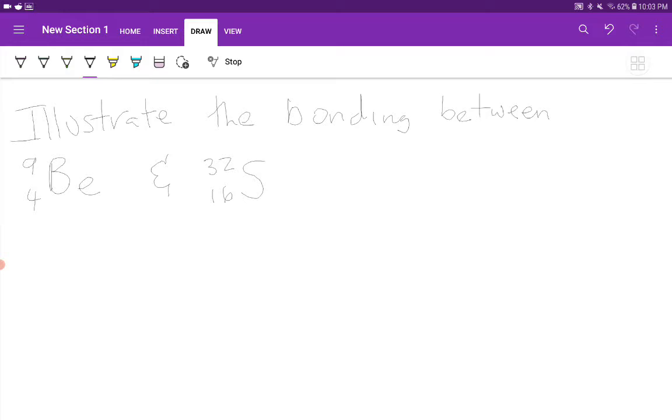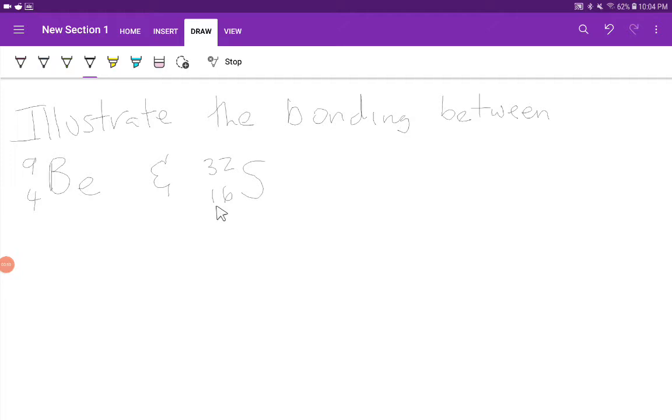Another example with you in terms of being able to illustrate the bonding between ionic compounds. We're going to look at illustrating the bonding between beryllium and sulfur. Now, as you progress and we start to look at not just ionic bonding, but covalent bonding, you need to know your periodic table, because if you're given a question where all they tell you is illustrate the bonding between these two elements, you're going to need to know which element is a metal and which element is a non-metal so that you can illustrate the correct type of bonding.